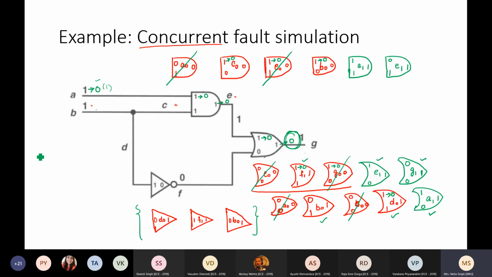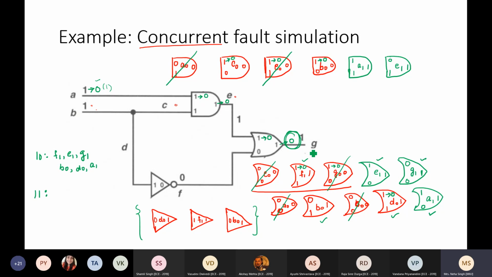Okay, so test vector 1 0 will detect F1, E1, G1, B0, D0 and A1. What will be the faults that will be detected by the second test vector 1 1?